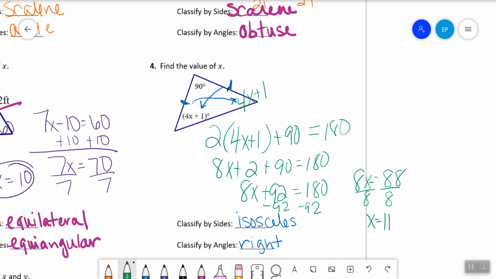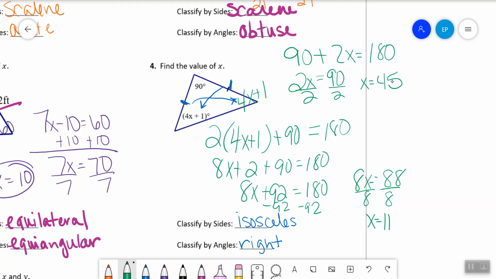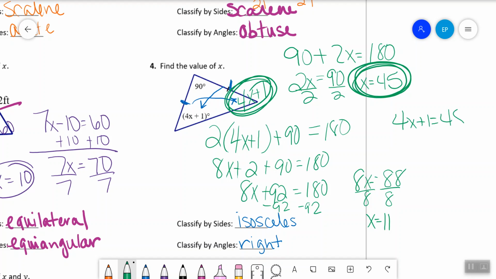Also, you can work with these angles with what you know. If you know that 90 degrees is used up, you have 90 plus 2x equals 180. That means 90 equals 2x, divide by 2, x equals 45. You can take this 45 degrees and this 4x plus 1 and say 4x plus 1 equals 45 and solve that way and get the same answer.